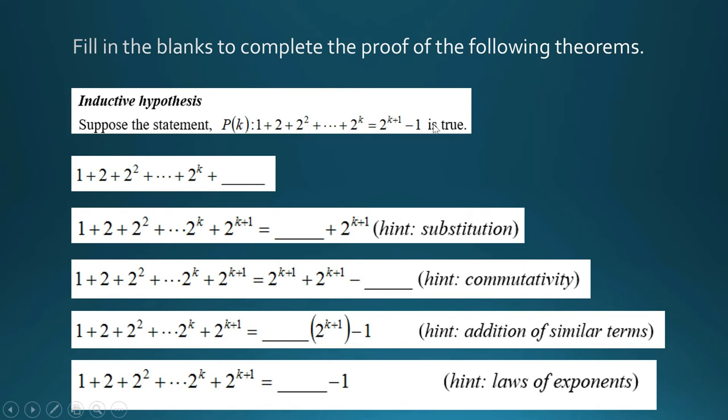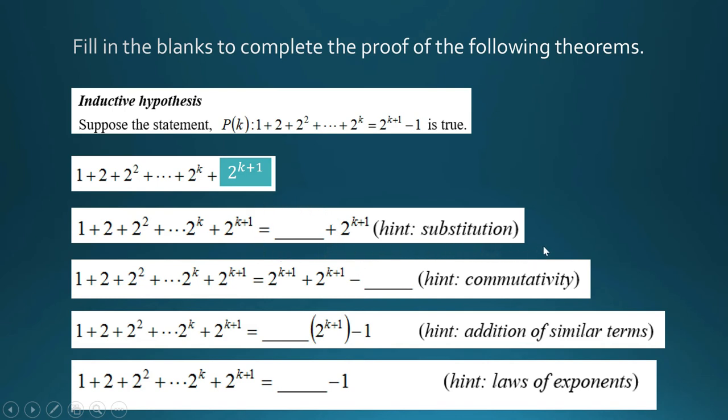So you will write it down. So we will proceed with the proof. What must we add to 2 raised to k? Well, it's the next term. And the next term is 2 raised to k plus 1. We now go to the second line. This is equal to blank plus 2 raised to k plus 1. What must we put here?